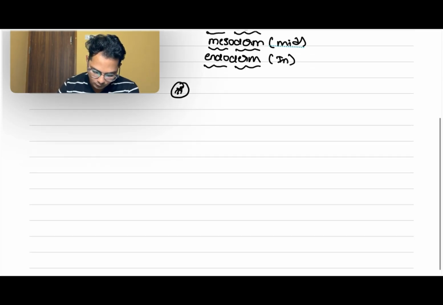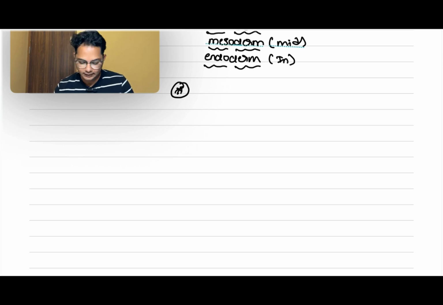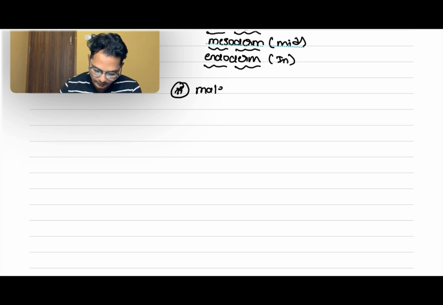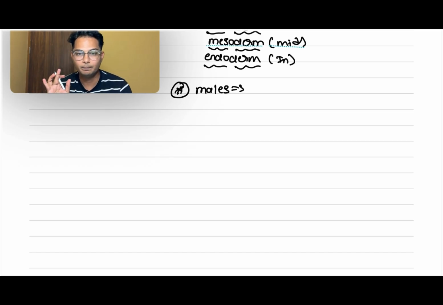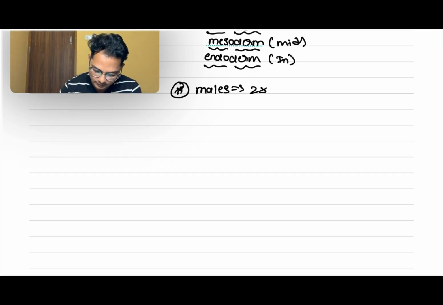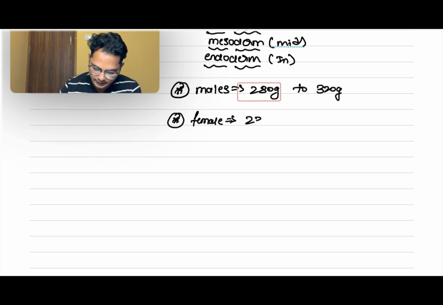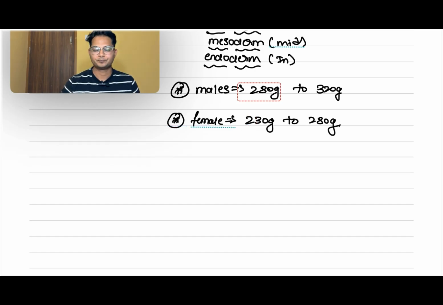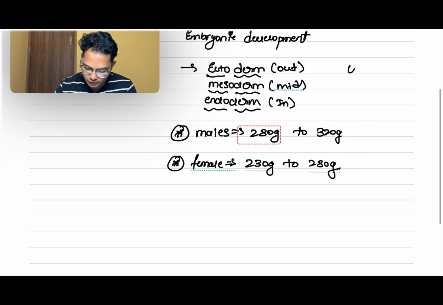So what is the weight of the heart? Before we move on, the hearts of a boy and a girl are different in terms of weight. In males it is approximately 280 grams to 320 grams. But if you consider a female or a girl, it is approximately 230 grams to 280 grams.